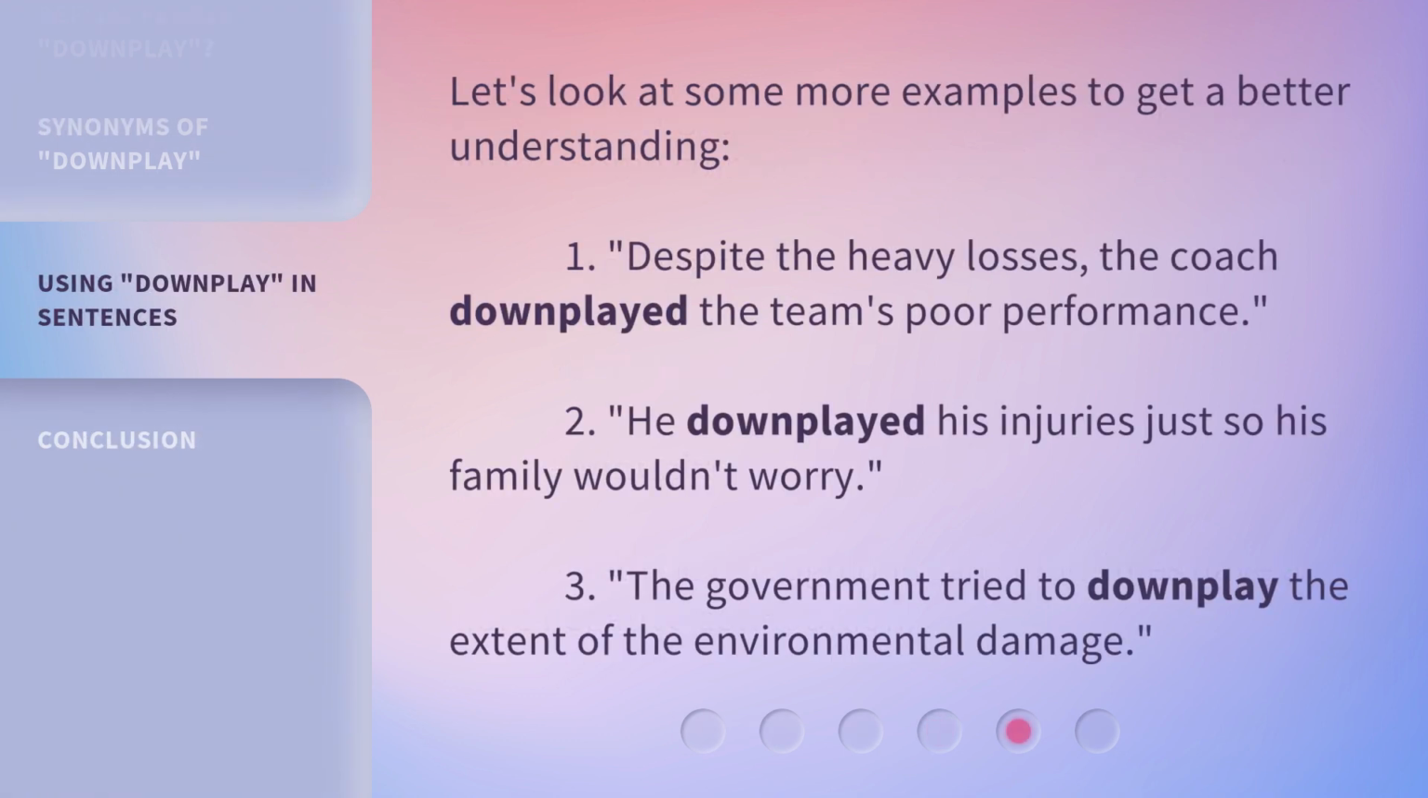Let's look at some more examples to get a better understanding. 1. Despite the heavy losses, the coach downplayed the team's poor performance. 2. He downplayed his injuries just so his family wouldn't worry. 3. The government tried to downplay the extent of the environmental damage.